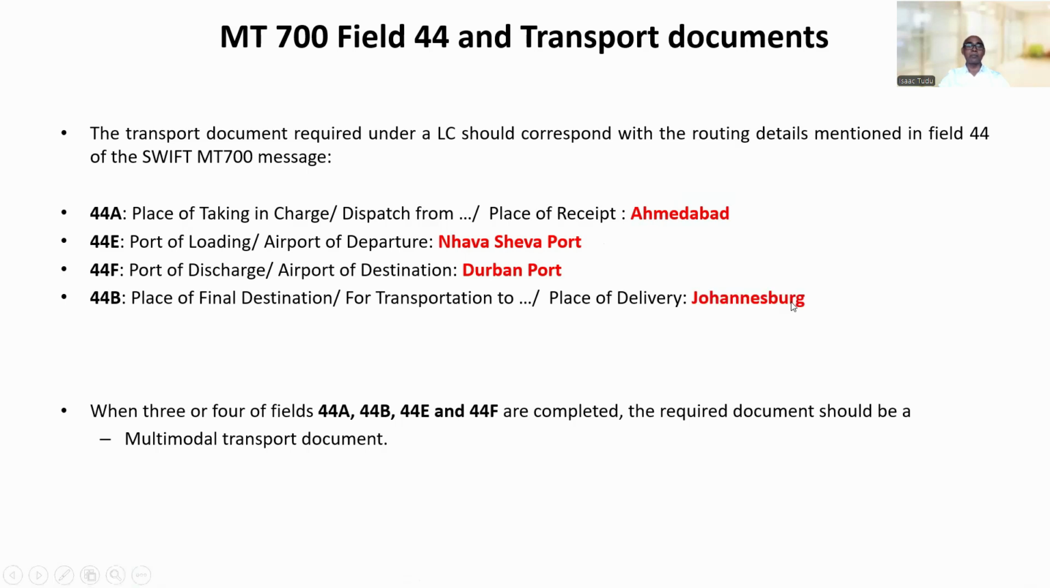Another example could be that from Port Durban, it goes by road to Johannesburg. This is again the case of a multimodal transport document. Or you can say that the starting point is the port of loading, Nhava Sheva port. So port to port shipment, the mode of transport would be sea. And from Port Durban, it goes to Johannesburg by road. So again, sea plus road. So two different modes of transport have been used. It is a typical case of a multimodal transport document.